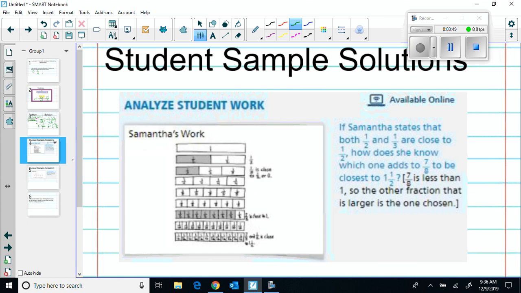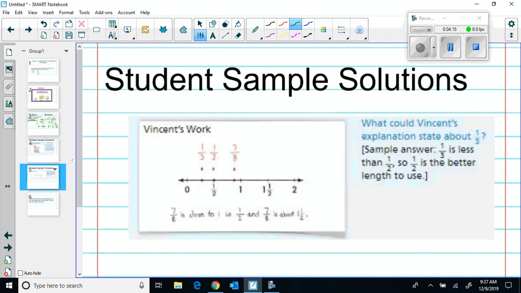If we look at Samantha's work, Samantha stated that both a half and 1/3 are close to a half. She is right, but a half, clearly, since it's a half, is closer to a half more than 1/3 is. And 7/8 is going to be closest to a whole. So she should choose 7/8 and also a half. Vincent's work here is the number line, and he is showing that 7/8 is closest to 1 whole and that a half is closest to a half.